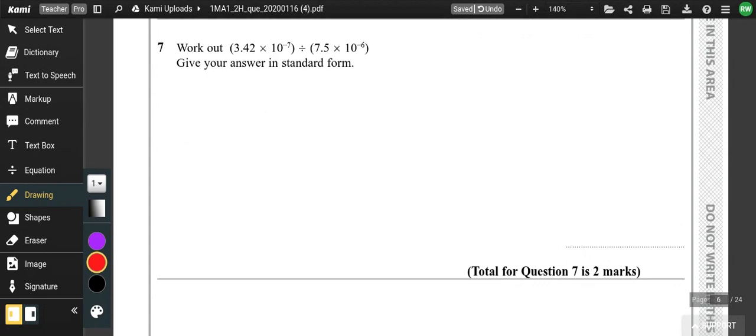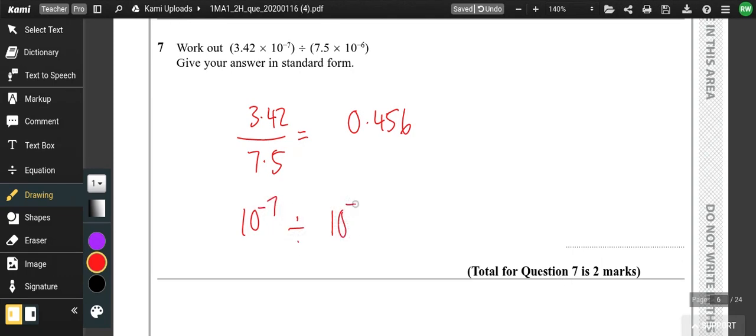Okay, I'm going to use our calculators for this one, but the mark scheme will probably want you to write this out in full. So 3.42 times 10 to the negative 7. We can just divide the numbers separately. So let's do 3.42 divided by 7.5. That gives us 0.456. And then we have 10 to the negative 7 divided by 10 to the negative 6.